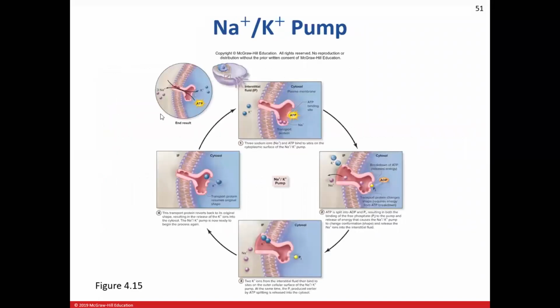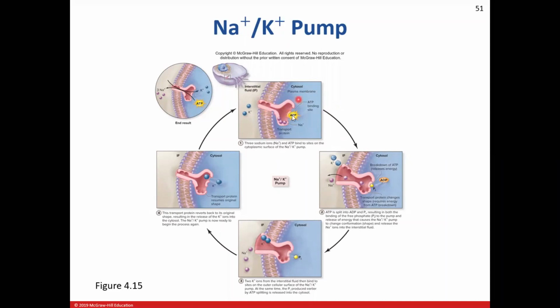So if we take a look at the sodium potassium pump here, and I know this may be a little bit harder to see, we have sodium potassium pumps lining the entire length of virtually every cell of the human body. And so here we have the interstitial fluid. So this is the outside of the cell. Here we have the cytosol. This is the inside of the cell. Here's our sodium potassium pump.